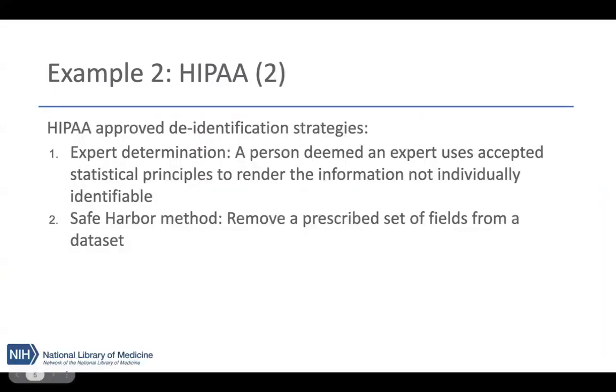So let's get into it. HIPAA states that a dataset can be de-identified in one of two ways. The first is expert determination. This means that a person deemed an expert uses accepted statistical principles to render the information not individually identifiable. The second is the safe harbor method. This means that a prescribed set of fields is removed from that dataset. In my experience, most people use the safe harbor method when de-identifying a dataset.